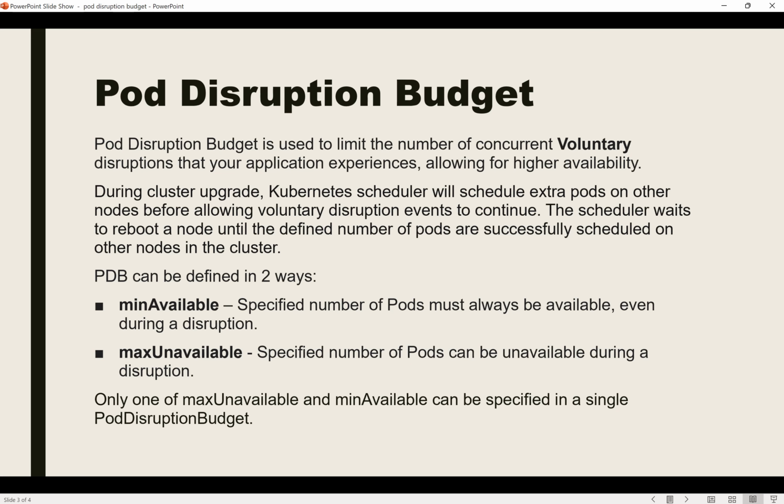The pod disruption budget can be defined in two ways. One is minimum available, another one is maximum unavailable. In the minimum available, as the name suggests, the specified number of pods must be available in case of a disruption. However, in the case of maximum unavailable, the specified number of pods can be unavailable during a disruption. And while defining the pod disruption budget, either maximum unavailable or minimum available can be used in a single configuration.